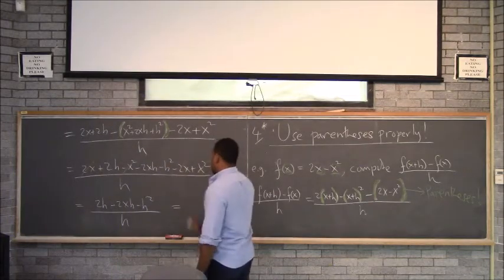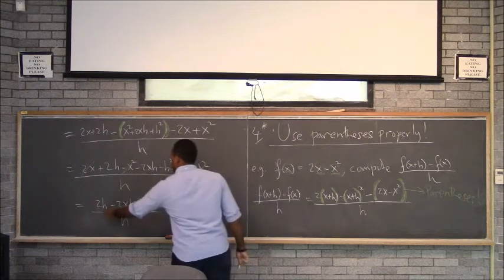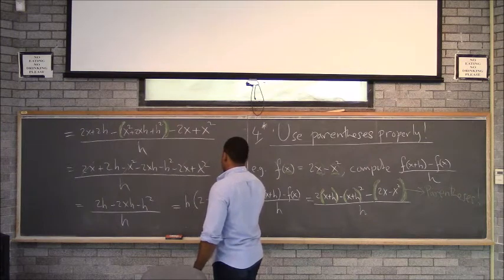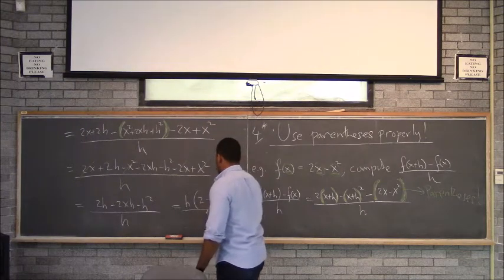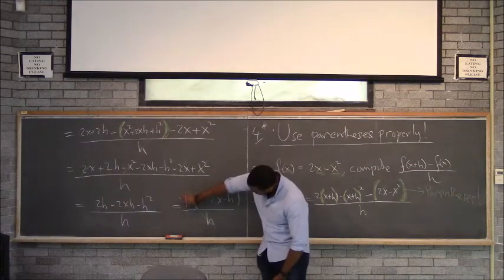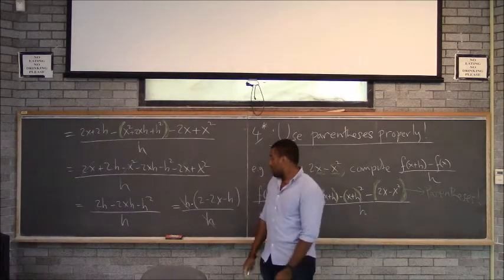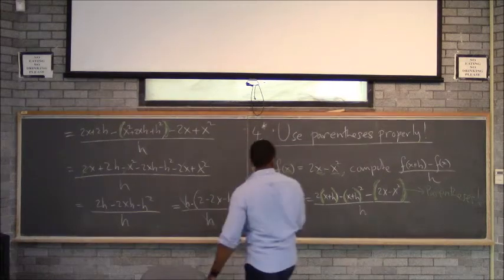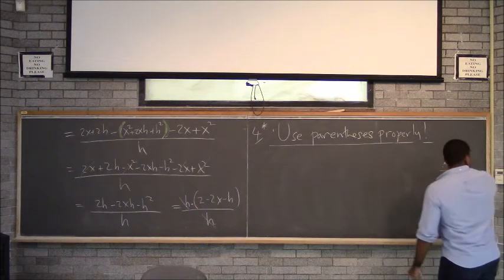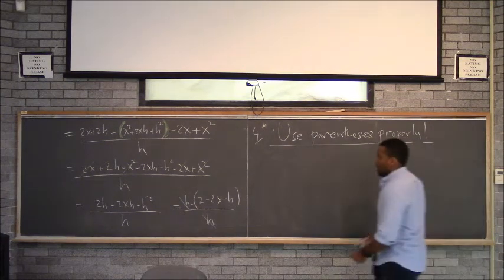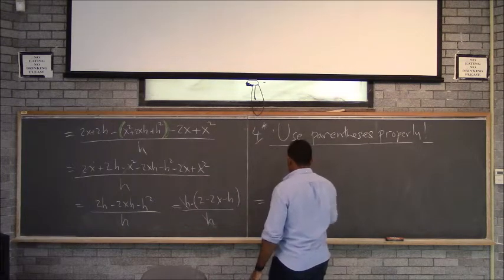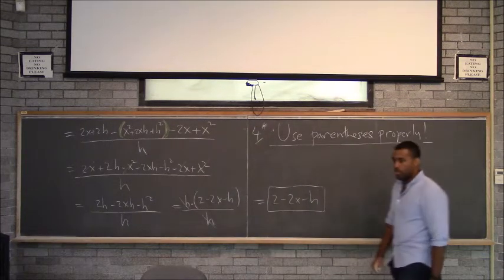So, one thing you can do is realize that h is what we call a common term. I can factor that out. And now, since there's multiplication, I can cancel across the multiplication. And so at the end of the day, this will simplify to 2 minus 2x minus h. And that will be the correct answer.